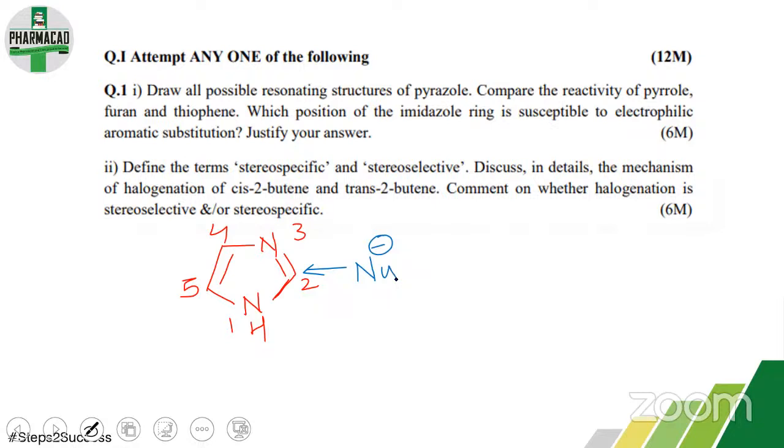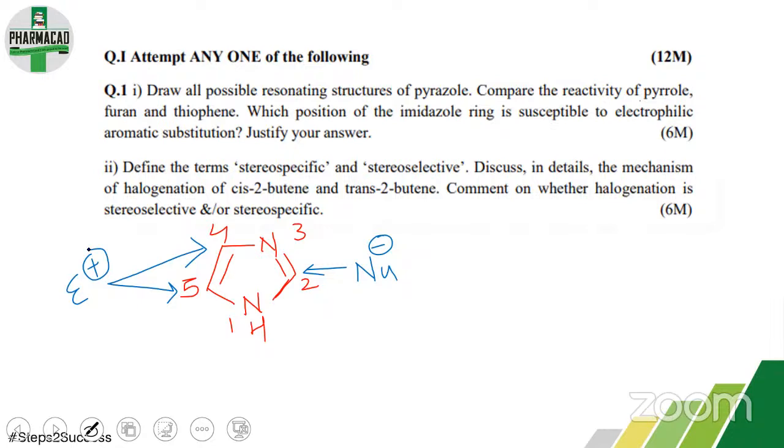But whenever we have an electrophile, it will not attack on the second carbon atom. It will attack on either the fourth or fifth carbon atom. Okay, which one? Electrophile. So remember this thing: electrophilic aromatic substitution occurs at C4 or C5, because both of those carbons are electron rich as compared to C2. C2 has electron deficiency, so an electrophile can't attack over there; only a nucleophile is able to attack there.